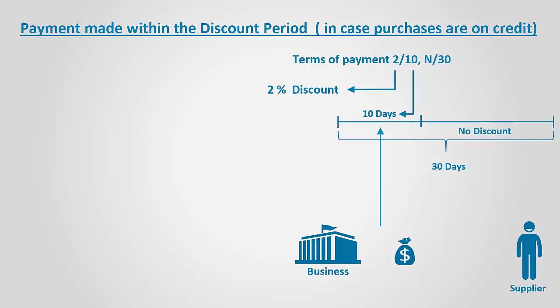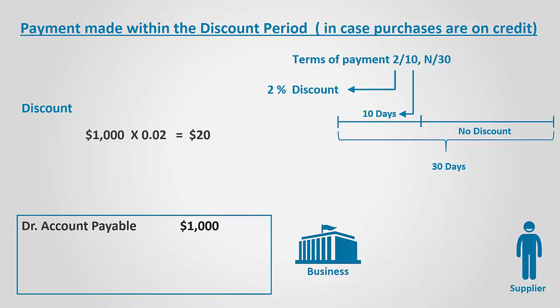If the business pays the amount within the discount period, which is the 10 days, it would take a $20 discount. The entry would be debiting the accounts payable by the full amount, as the business owes nothing to the supplier after paying the amount due. Then inventory account is credited by $20 and cash is credited by the rest, which is $980.